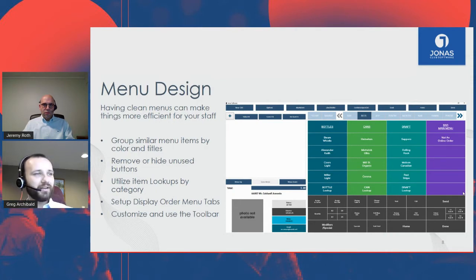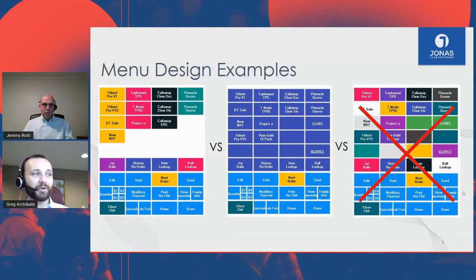But here is an example of a couple good menus and a couple really bad menus that you're going to want to avoid. So on the left-hand side, you can see, again, everything is color-coded by brands, which is the way I want it to be viewed. On the right-hand side, nothing is color-coded. Everything's just random. Definitely don't do that to your menus.